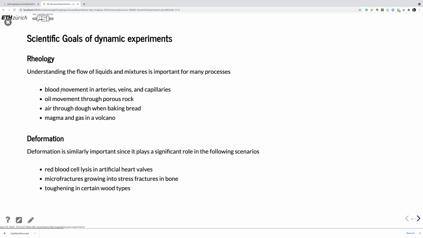Going back to rheology, it's also about movement of blood, but it could also be in porous media. That is a very relevant task, to look at how fluids are moving around in rock, soil, construction materials, etc. Also bubble formation. Here is airflow through a dough when we are baking bread, or magma gas formation in a volcano. So these are experiments that have actually taken place and produced this kind of data.